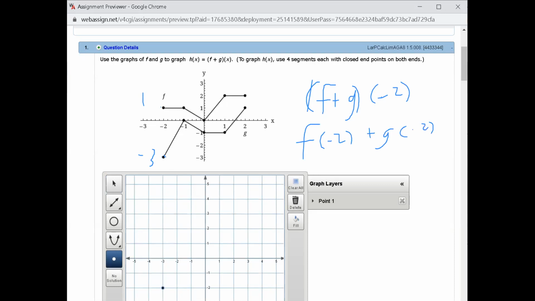Oh, no, I plotted that at the wrong point. Here, okay.